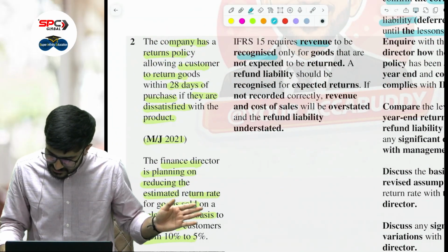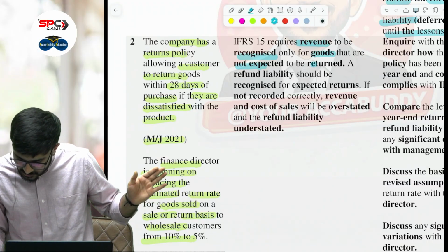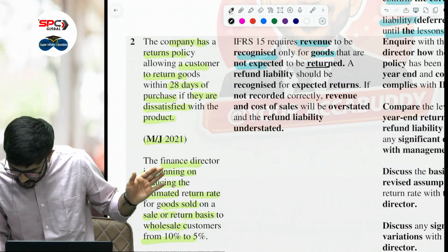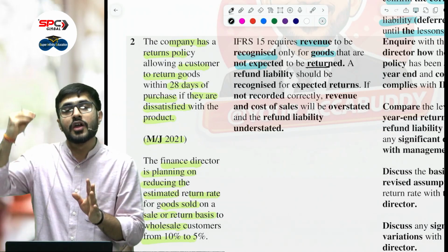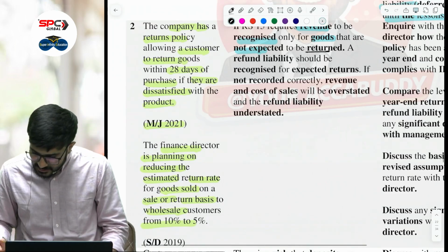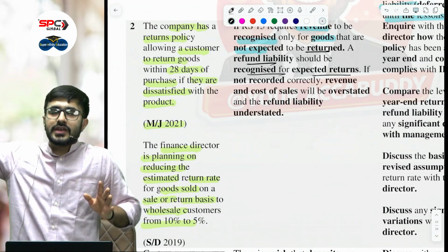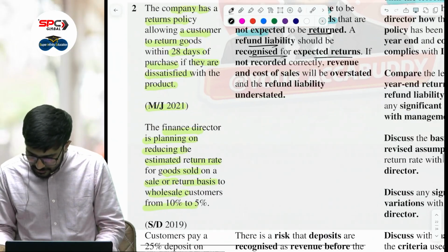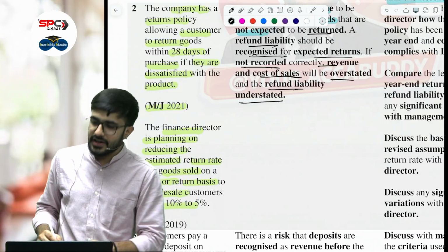IFRS 15 requires that revenue should be recognized only for goods that are not expected to be returned. Sir, if we think the goods will sell and will not come back, for that only you record revenue. A refund liability should be recognized for the expected returns. Remember, if you have studied FR, this is the variable consideration point in IFRS 15. And if not recorded correctly, revenue and cost of sales will be overstated and the refund liability will be understated.